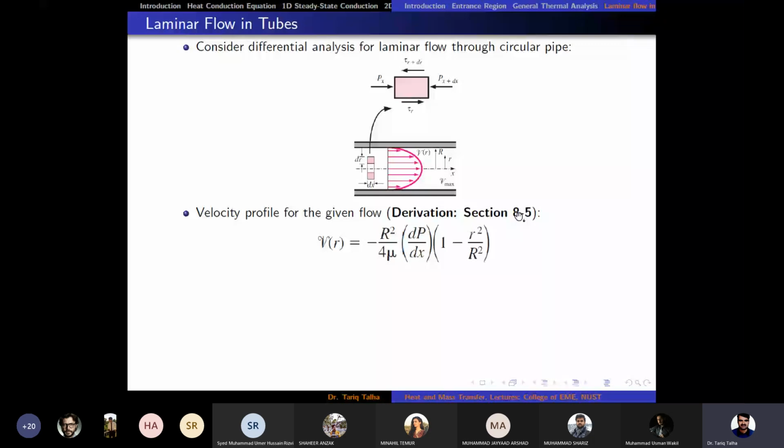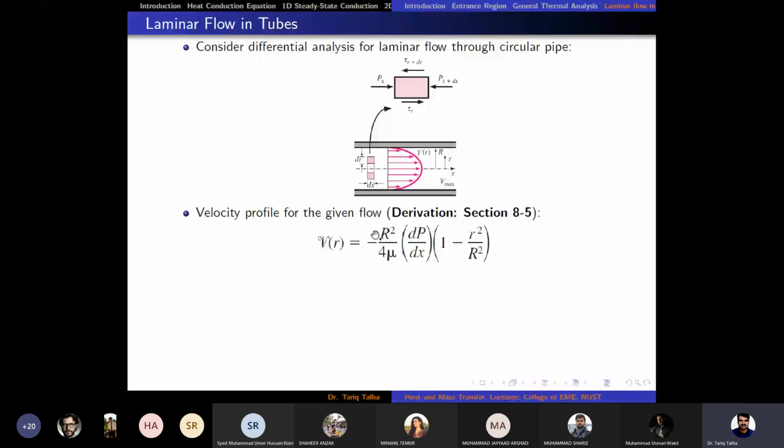So you can go through the simple derivation to get to this profile because that is not very difficult. So you can handle that. I'm 100% confident about your abilities. Because here the main crux is the heat transfer, so we would go through that. So that derivation is done.